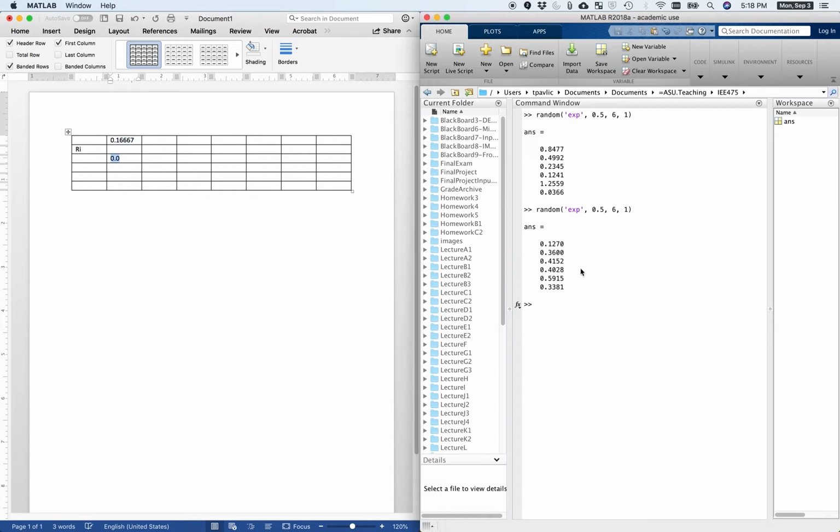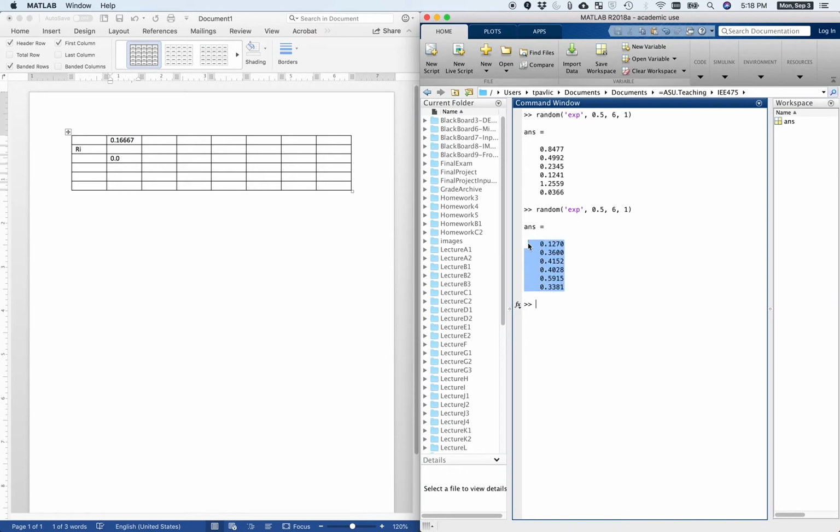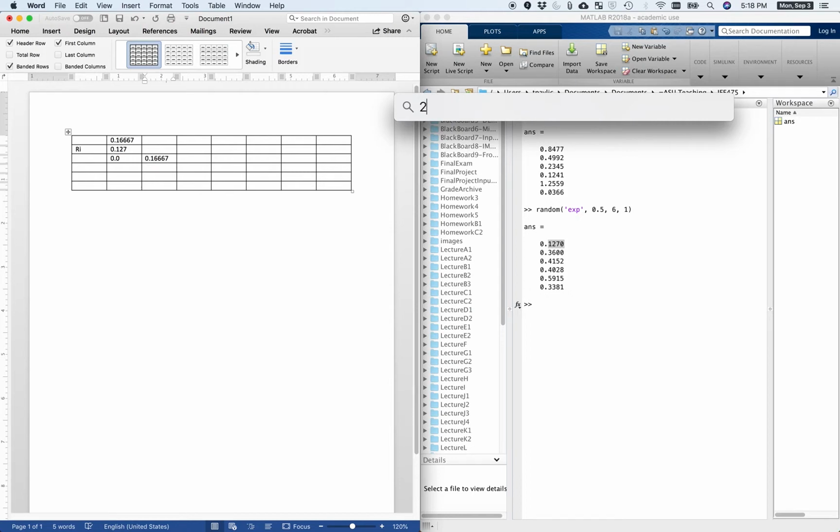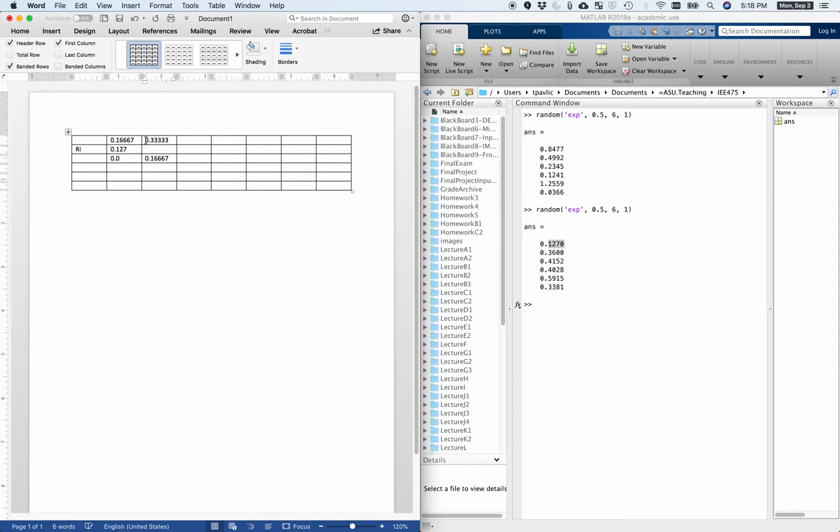Looking at the 6 numbers I drew, I look for the smallest number, which looks like 0.127. So I'm going to put 0.127 here. My second bin goes from 0.16667 to 0.3333, so a third. My second number, looking in this list, the next biggest number, is 0.3381.